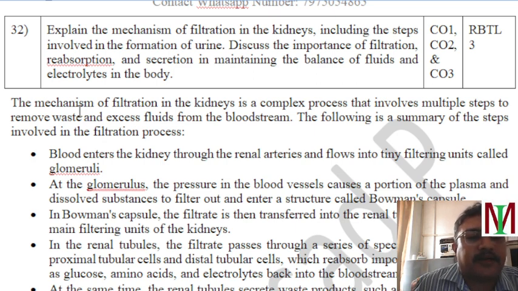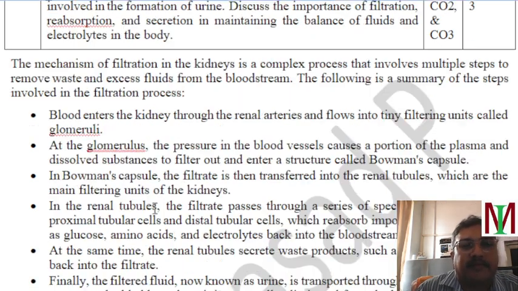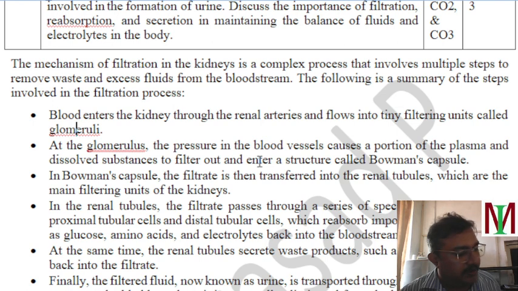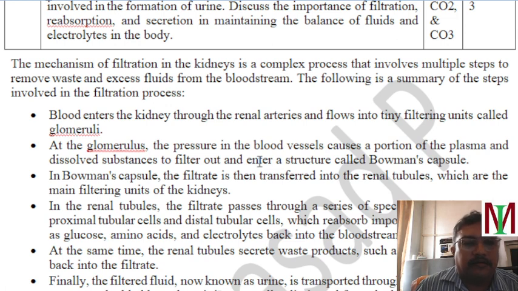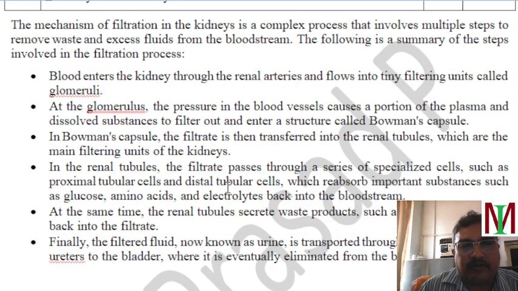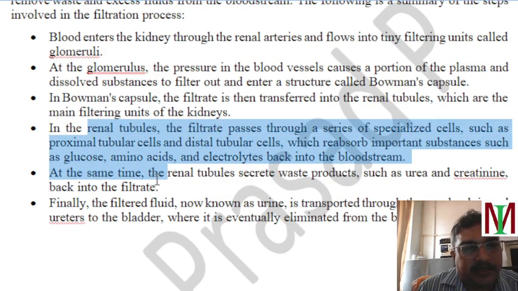The mechanism of filtration. Question: explain the mechanism of filtration in the kidney, including the steps involved in the formation of urine. Discuss the importance of filtration, reabsorption and secretion in maintaining the balance of fluid and electrolytes in the body. Again, the same mechanism of filtration. The blood enters the kidney through the renal arteries to the glomeruli. The pressure on the blood vessels causes filtration. In Bowman's capsule, the filtrate is then transferred into the renal tube. It is given there, the same thing.